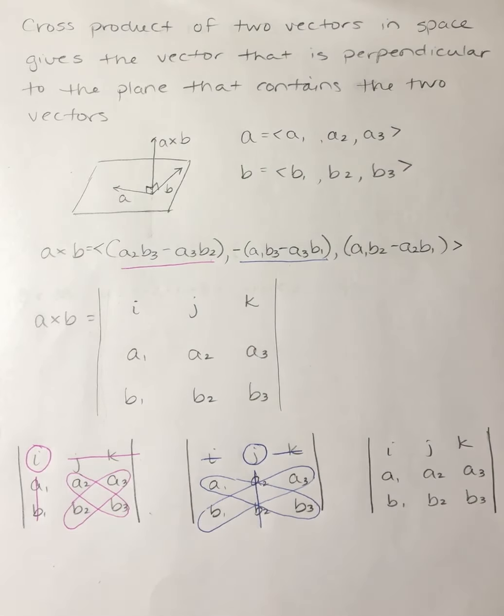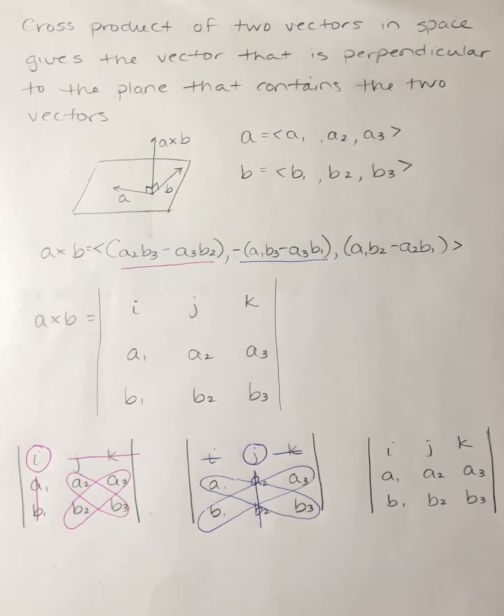Then for your k, for my last one, I cross these out, and I find the determinant of this 2 by 2. So I take a sub 1, b sub 2 minus a sub 2, b sub 1. So you don't have to memorize this. You can take i, j, k, write it out on top, and the order that these go in doesn't matter. You're going to end up with the same answer.